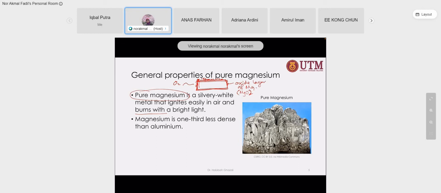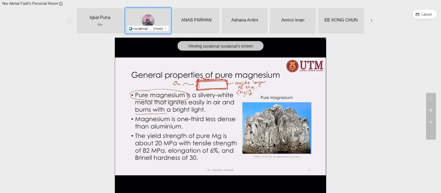And in terms of lightweight, it is better than aluminum. The density is only 1/3 compared to the aluminum, but the amount that we can extract from the metal ore is not as much as aluminum. Aluminum is the largest contribution of the non-ferrous alloy materials. The yield strength is about 20 megapascal with the tensile strength about 82 megapascal, which is very low compared to the steel, minimum 200 or 300 megapascal. Okay, elongation of 6%, and hardness is about 30.